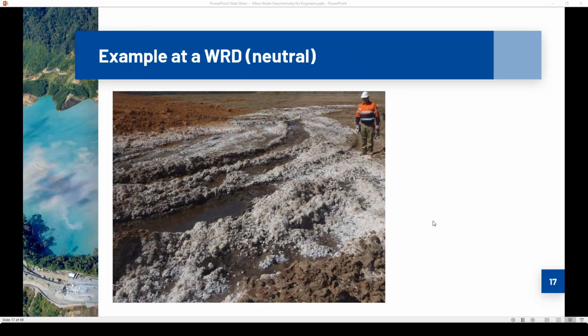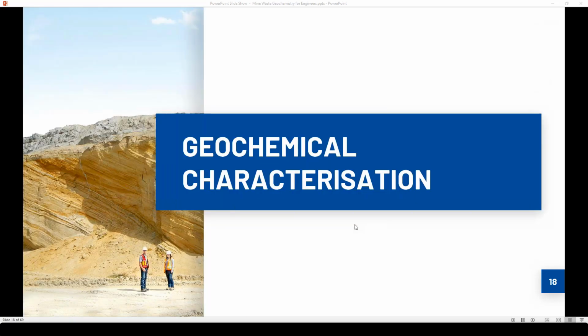So here's an example at a waste rock dump, just looking at the toe there, where we have some neutral mine drainage, so an accumulation of calcium sulfate, so gypsum. When you analyze that gypsum, there are a whole host of metals that have co-precipitated in there. So while that is not acidic, there is still an issue with salinity and with some of the other metals that occur.